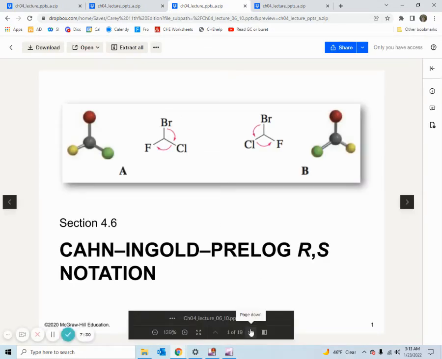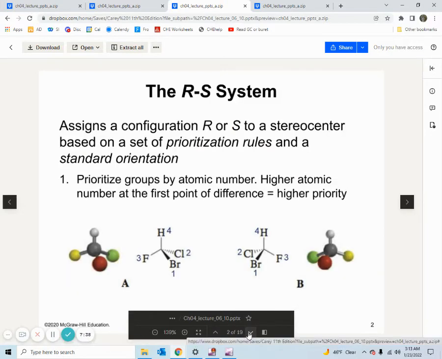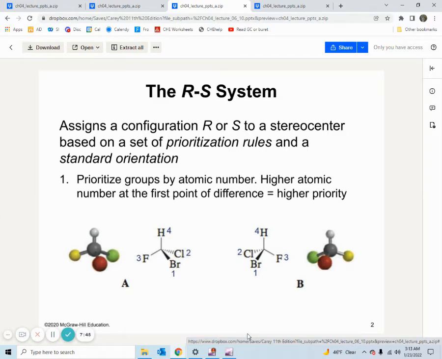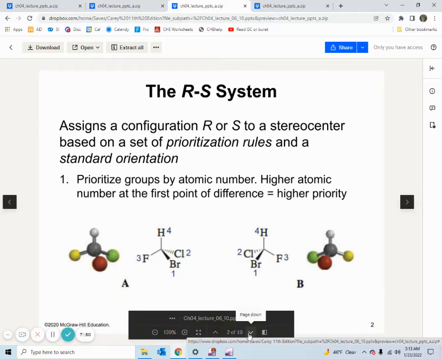In 4.6, we consider the Cahn-Ingold-Prelog RS notation. This RS system assigns a configuration R or S to a stereocenter based on a set of prioritization rules and a standard orientation. What you want to do here is prioritize the groups by atomic number. The higher atomic number at the first point of difference gives it the higher priority. So, for example, we put bromine as the highest atomic number here, followed by chlorine, fluorine, and then hydrogen. And we can see how that differs in B.